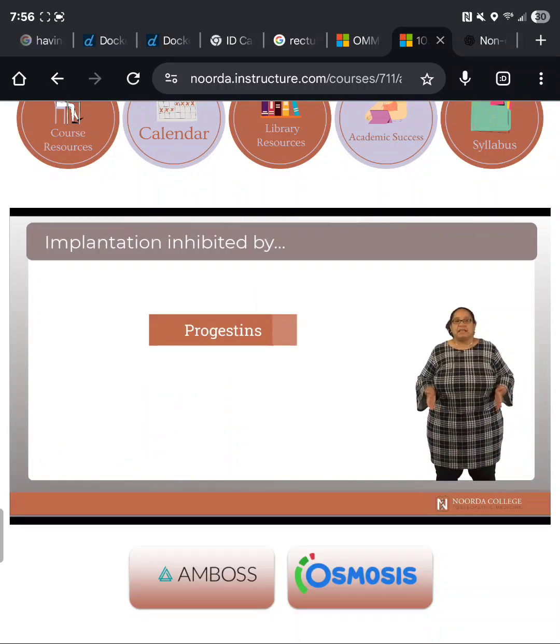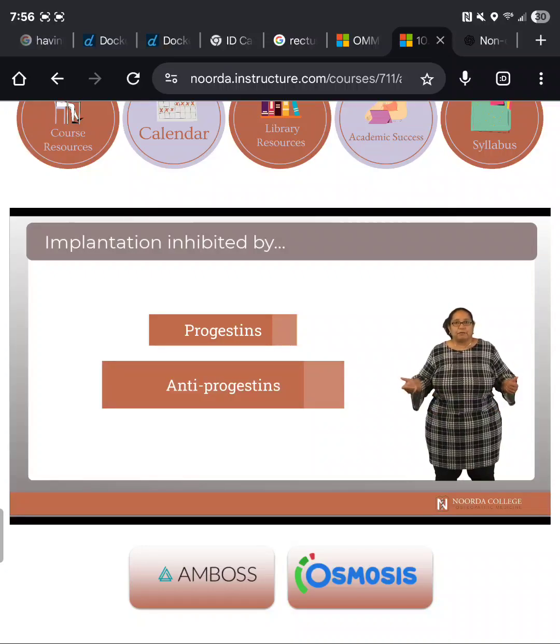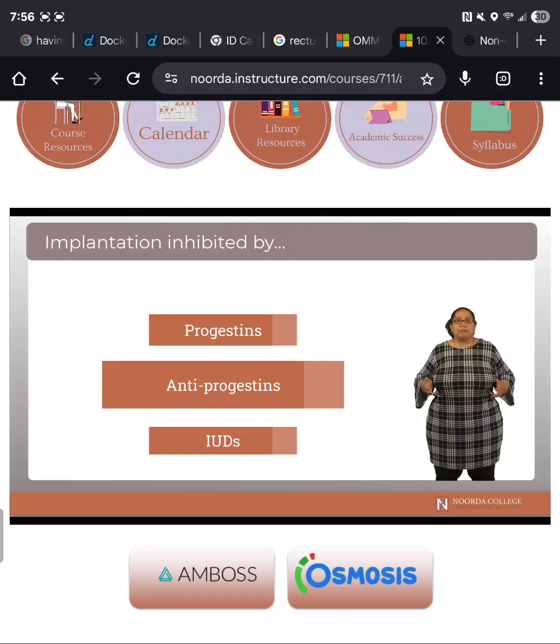Now, implantation is inhibited by both progestins and antiprogestins, the morning after pill, if you will, taken after unprotected sexual intercourse. Now, it's actually intended to prevent ovulation itself, but if ovulation has already occurred, it will prevent implantation. Intrauterine devices, or IUDs, are also able to interfere with implantation. If you're ever in a bind, just remember two things. Implantation is completed in week 2, and the embryo is a bilaminar disc.